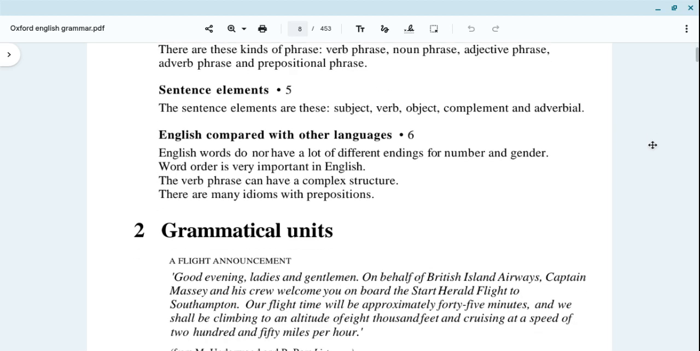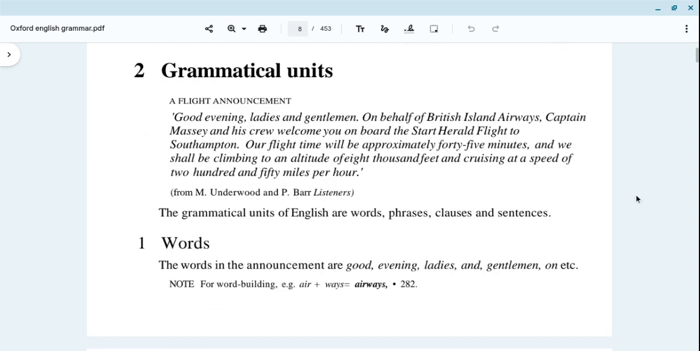In English, compared with other languages, English words do not have a lot of different endings for number and gender. Word order is very important in English. The verb phrase can have a complex structure. There are many idioms with prepositions. So let's go. Grammatical units.